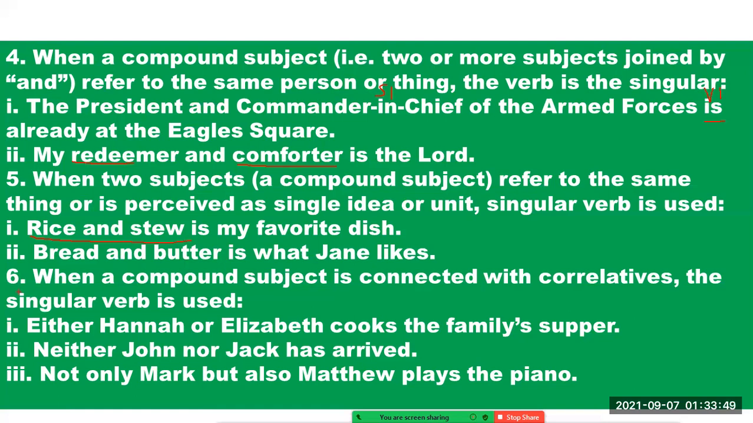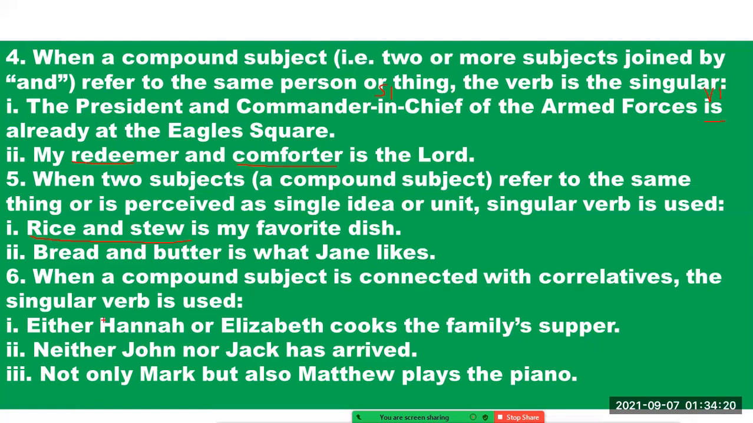Rule number 6. When a compound subject is connected with correlatives, the singular verb is used. Now, a correlative: either, or, neither, nor, these are called correlatives. Now, let's look at the examples. Example I, either Hannah or Elizabeth cooks the family's supper.